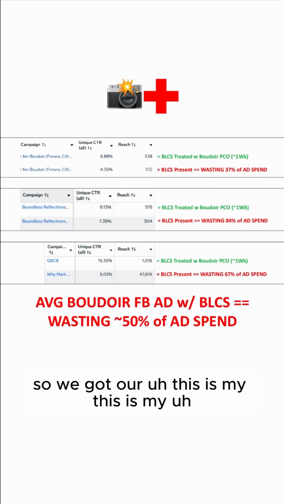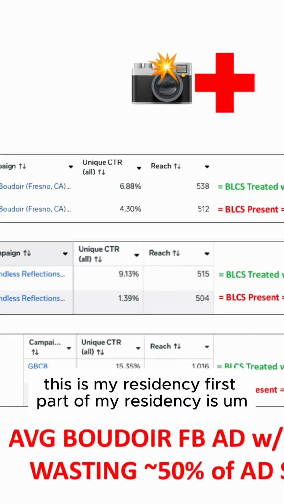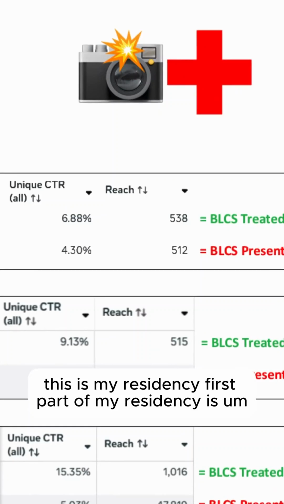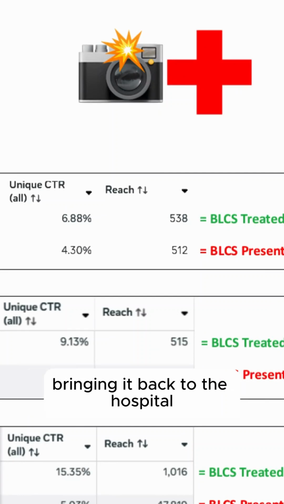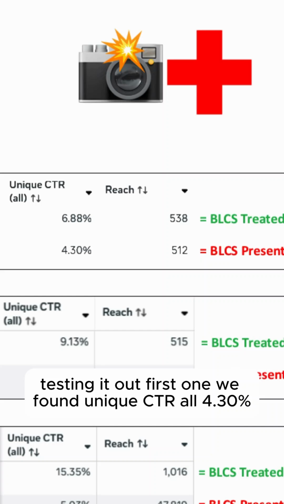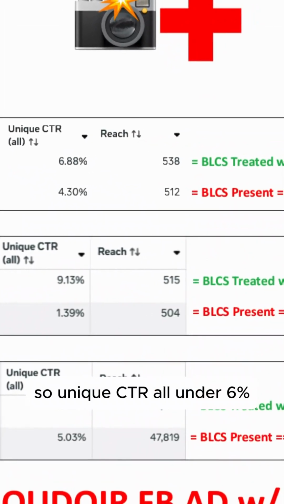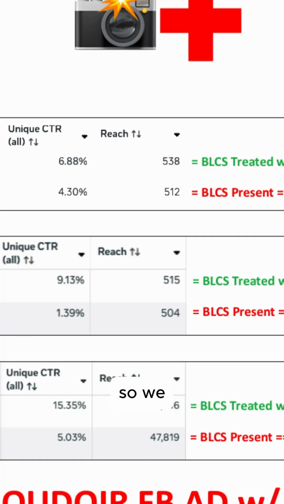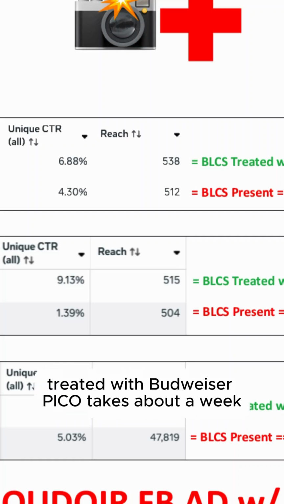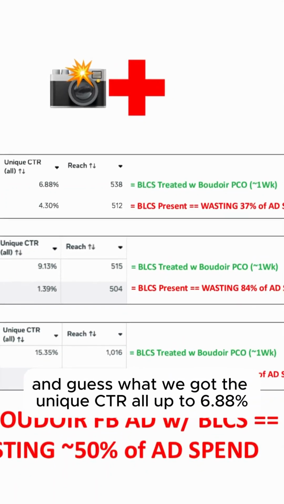This is my residency. First part of my residency is finding a Boudoir Facebook ad out there, bringing it back to the hospital, testing it out. First one we found, unique CTR all 4.30%. So unique CTR all under 6%. We know that BLCS is present, aka Boudoir low click syndrome. So we got the treatment, treated with Boudoir Pico. Takes about a week. And guess what? We got the unique CTR all up to 6.88%.